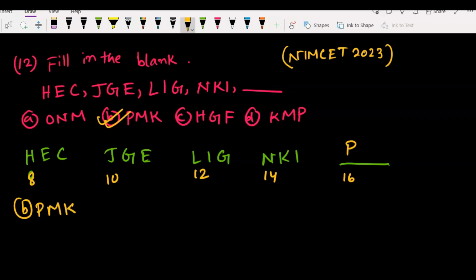You can check for the others. So E is 5, G is 7, I is 9, then K is 11. So here also you see the difference of 2. So 11 plus 2 is 13. 13 means M. Then C, that is 3, E is 5, G is 7, I is 9. Here is also a difference of 2. So 9 plus 2 is 11. 11 means K. So the answer is P, M, K.